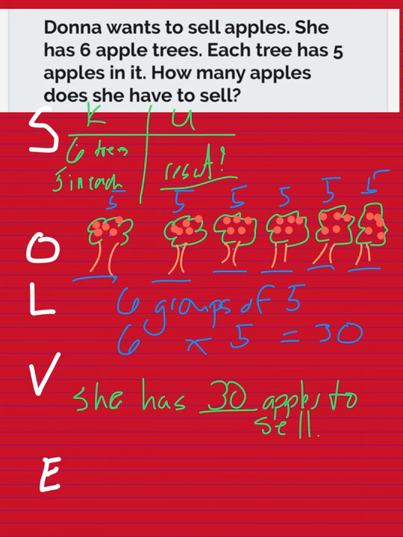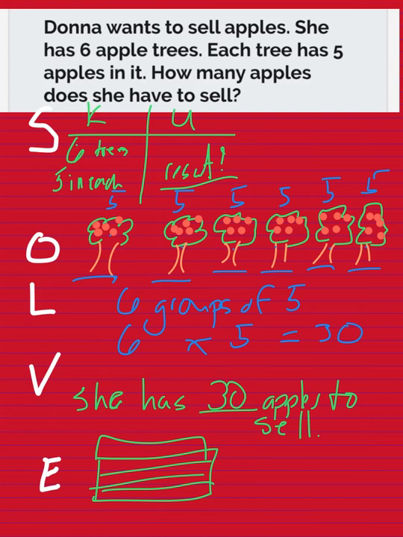Alright, so there's a few ways. If you want to extend this, you can always create an array, right? It'd be 6 rows of 5. 2, 3, 4, 5, 6. I know it's a little messy, but you have 6 rows of 5. If you want to create an array, you could also do a number line and do 6 jumps of 5 to get you to your answer. But either way, hopefully you got 30 on that.